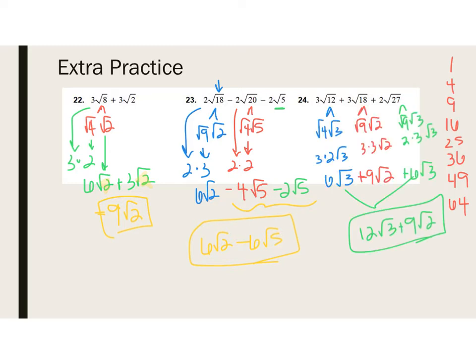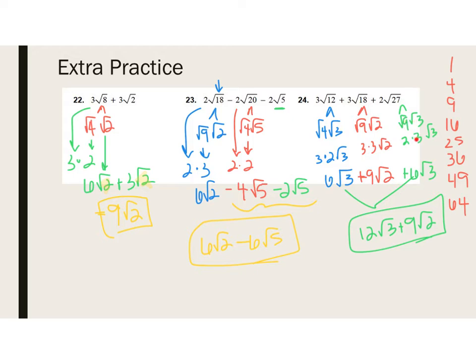All right, so hopefully you broke the square root of 12 down into 4 and 3. The 4 becomes a 2 because it's under the square root, and you had that 3 out front, so you got 6 square root of 3. Then the 18 broke down into 9 and 2. Square root of 9 is 3, and you had that 3 out front, so you got a 9 square root of 2. And the square root of 27 broke down into 9 and 3.